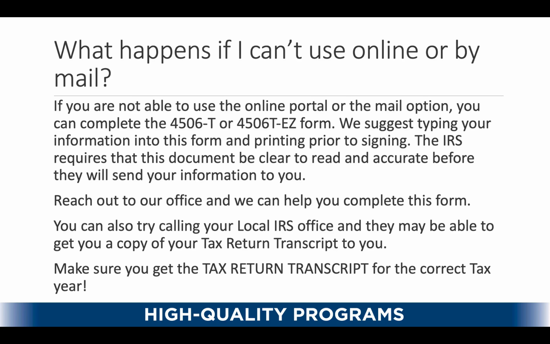If neither of these options work, you can order a copy of your tax return transcript using a 4506T form or a 4506T EZ form. We recommend typing your information into the form, printing, and then signing your form. The IRS requires that this form be clear of all mistakes and legible. We have seen requests be denied as forms were either too hard to read, had things crossed out, or forgotten. If you need assistance completing this form, please feel free to contact us in the financial aid office.